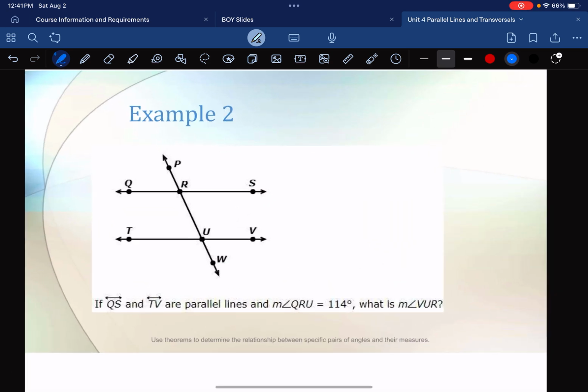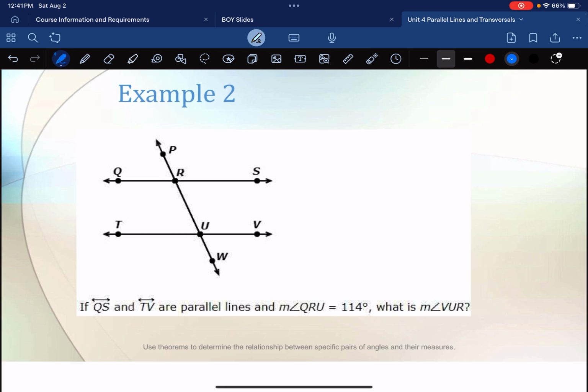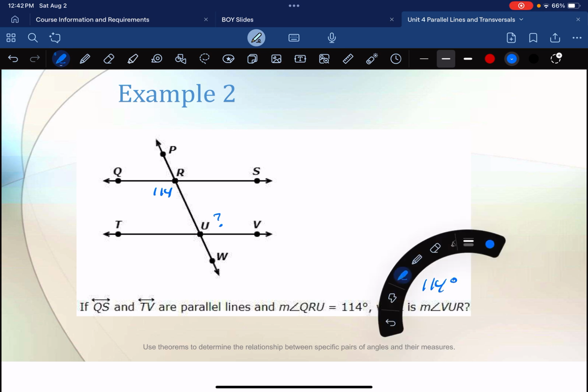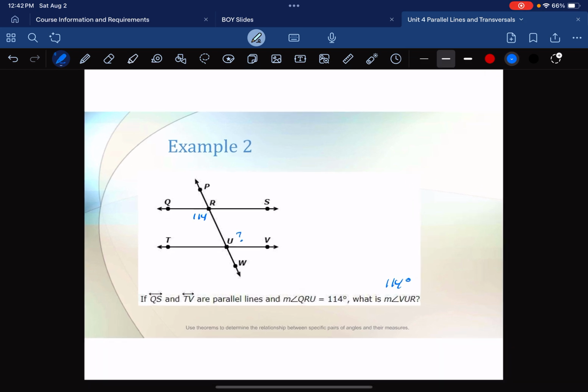This time, QRU is 114. QRU 114. What is VUR? VUR is right here. Well, that pair is interior, and they are alternating, and we know that they are congruent. So this is also 114. Okay. Moving on.